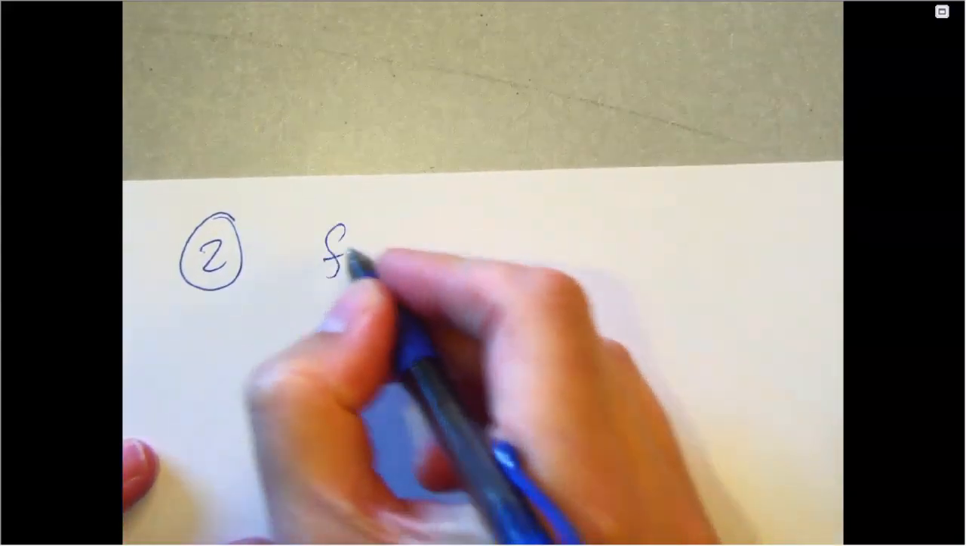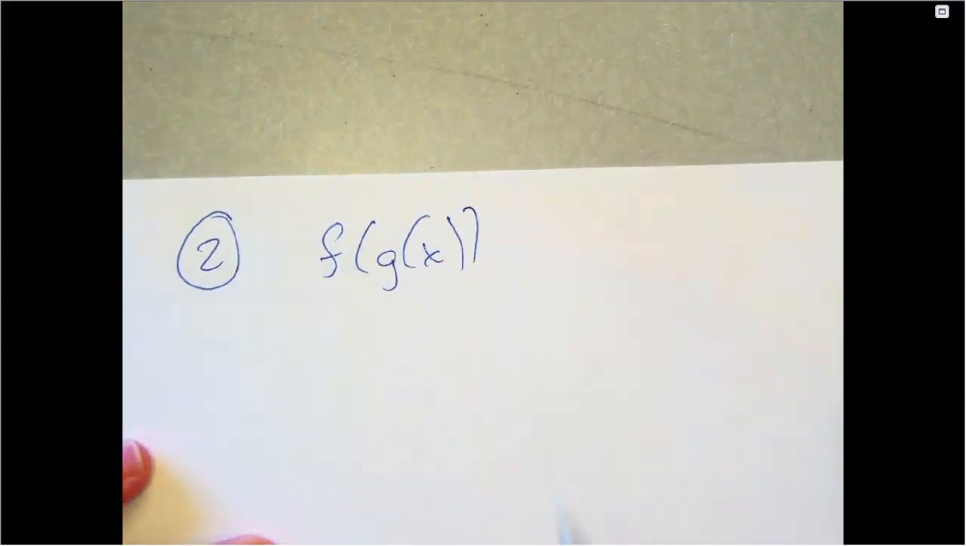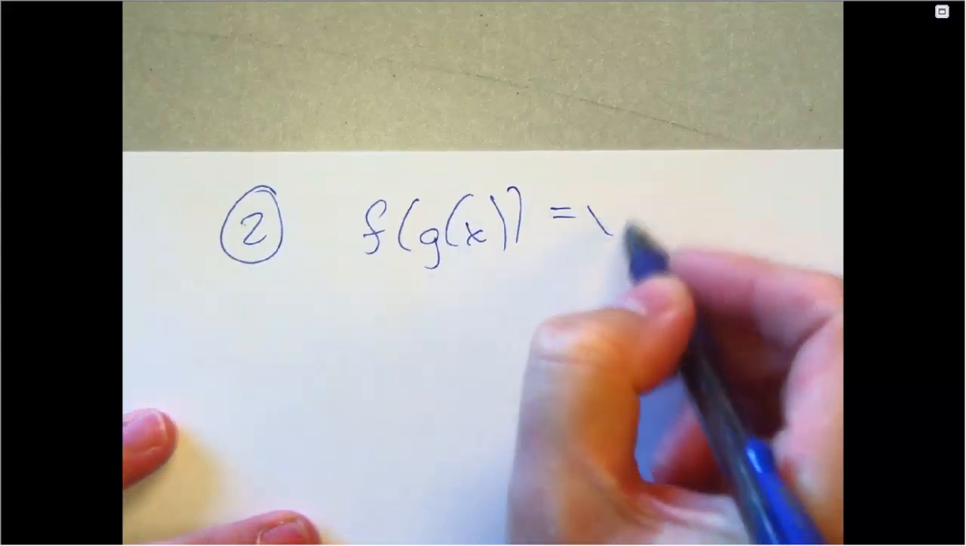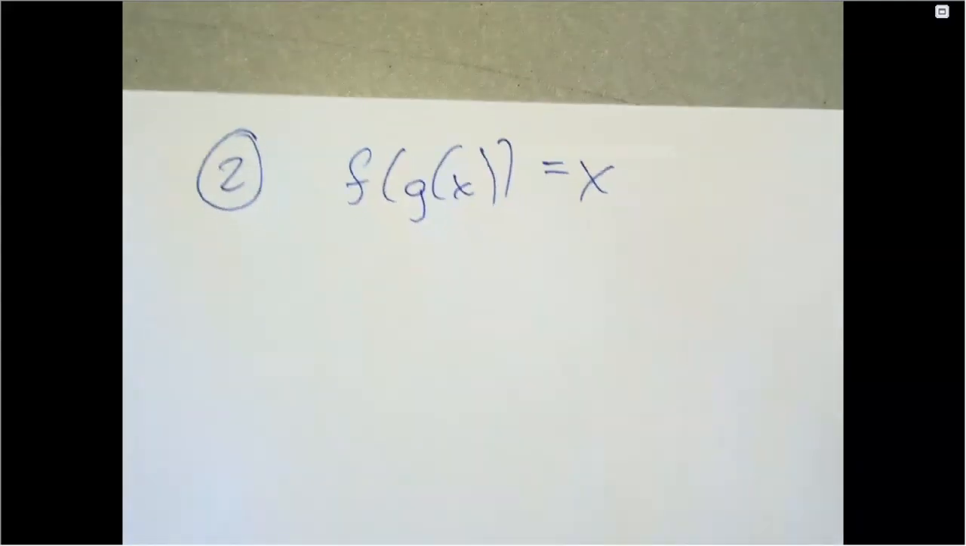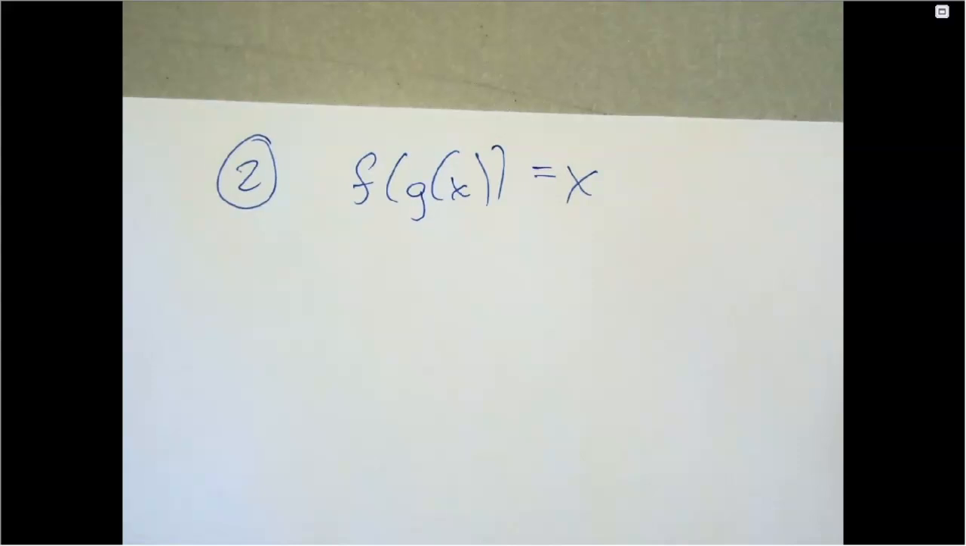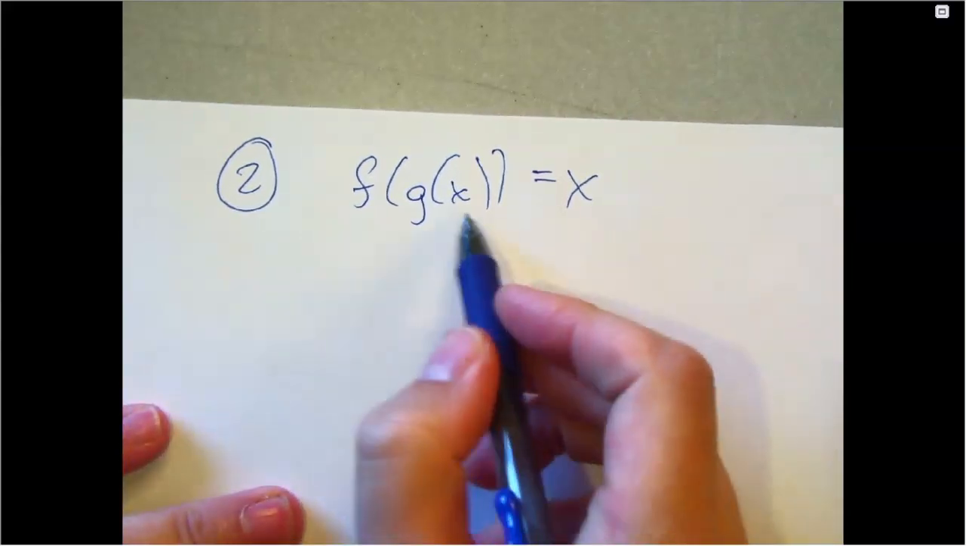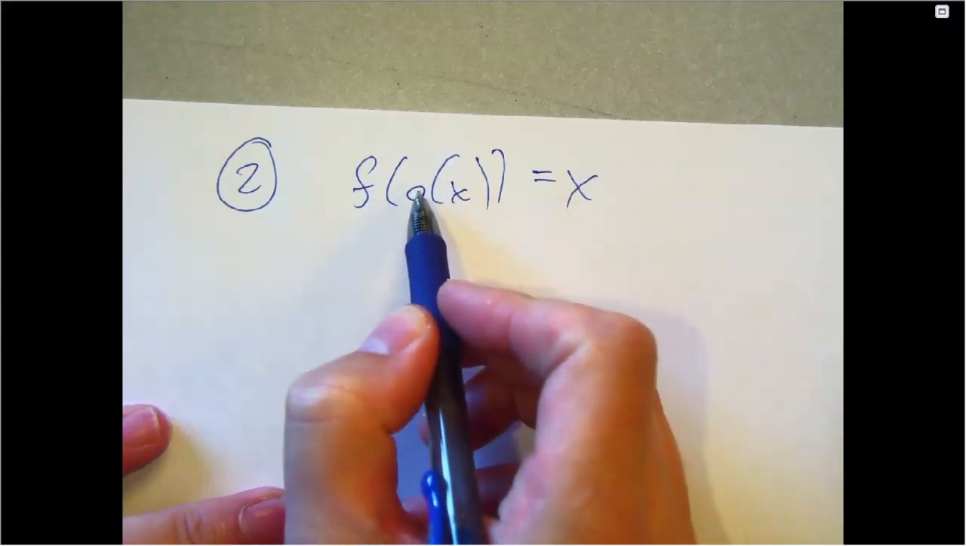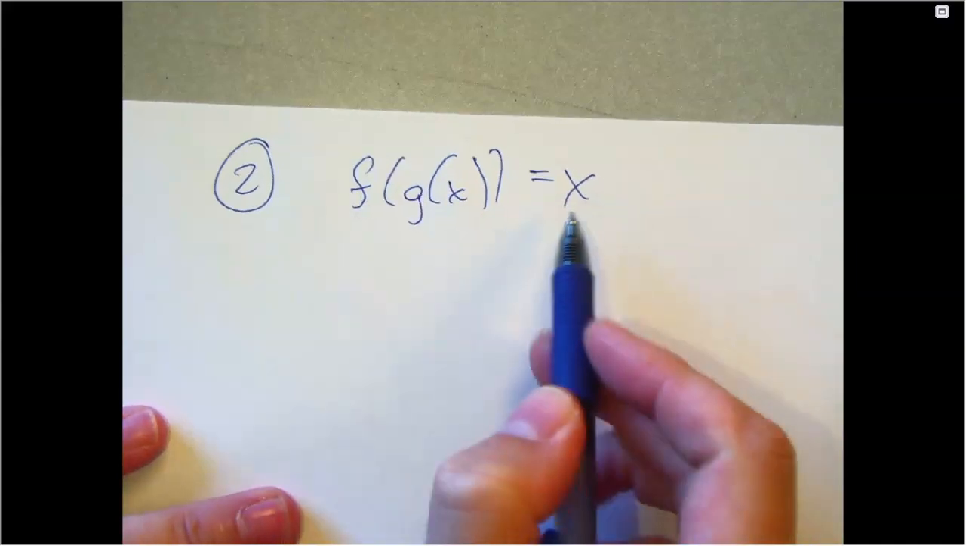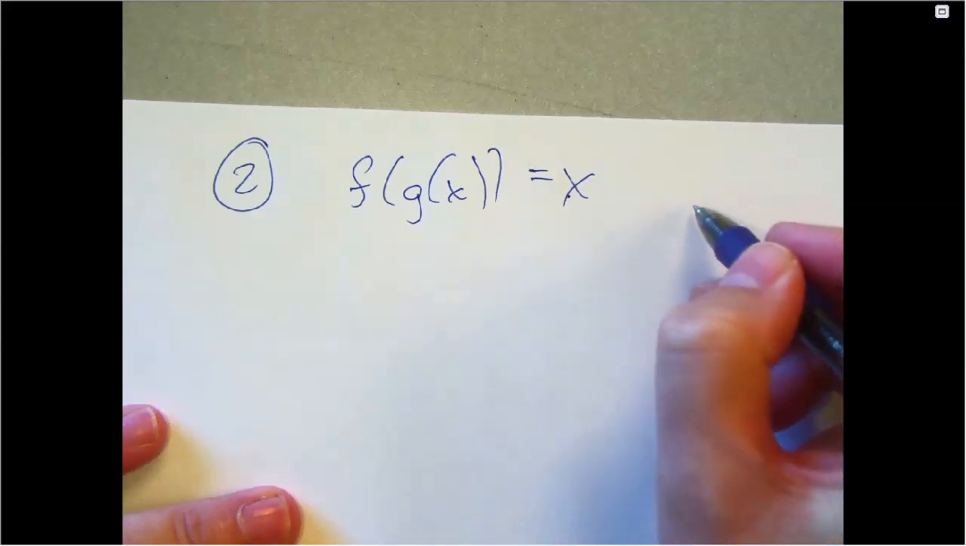Alright, so they're telling me this: f of g of x equals x. What does that mean? Why did they tell us that? What are they giving us there? f and g are inverses because if I take x and plug it into g and then that results into f, they cancel each other out and I end up back where I started.